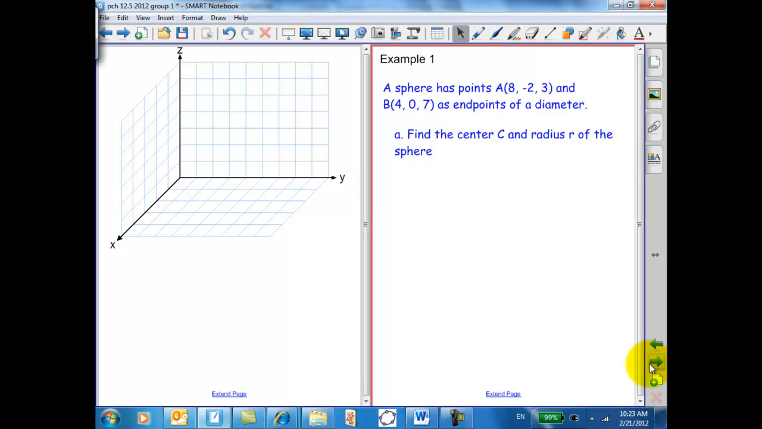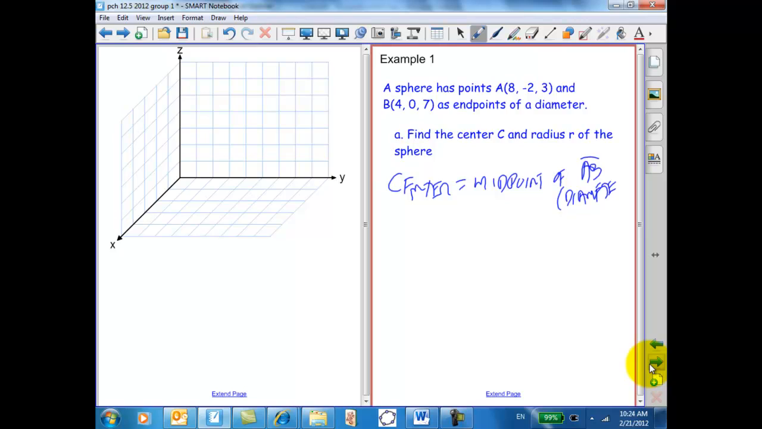And so let's do this one. The sphere has points 8, -2, 3, and 4, 0, 7 as endpoints of a diameter. Find the center and radius r of the sphere. So what are you going to do for the center? Midpoint. It equals the midpoint of what? Of AB, the diameter.